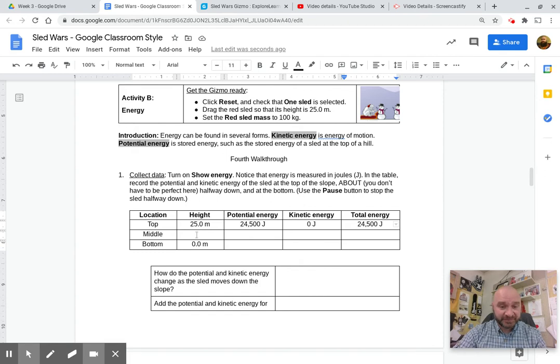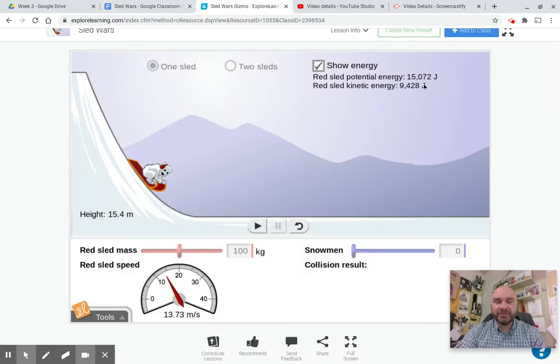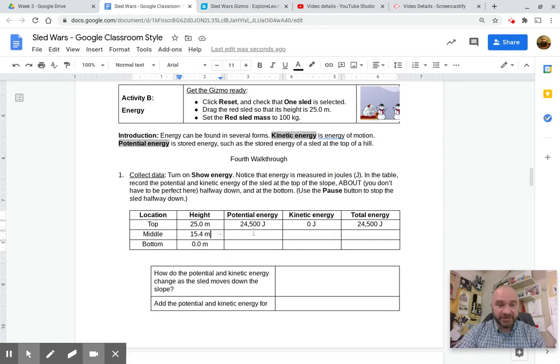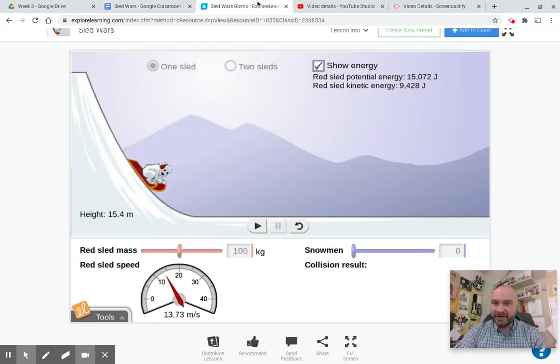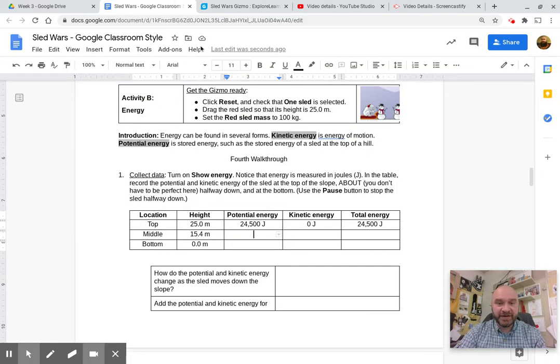15.4 meters. All right. Then I would record this information here, 15,072. That would go here. And then the 9,428 would go here. And then I could add it up. And then once I get to the bottom, I can record all of that. All right. So that is how you're going to fill out this chart.